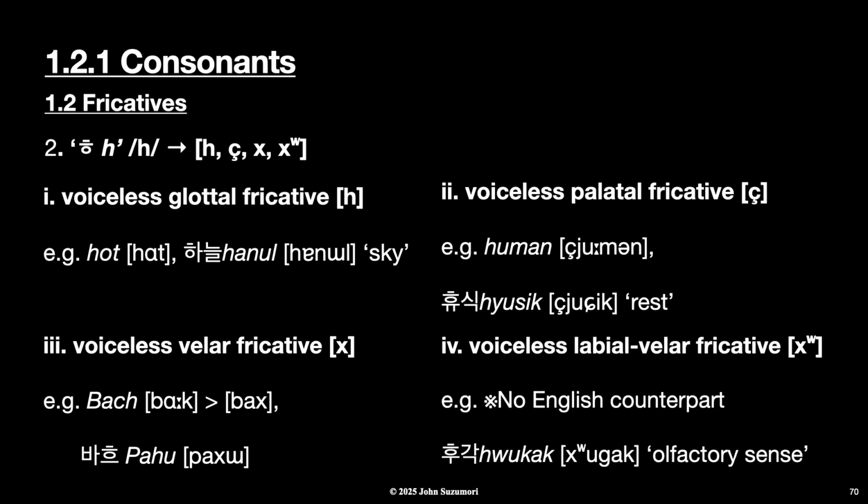The last one is a voiceless labial velar fricative, which adds lip rounding to the voiceless velar fricative. That is, even though there is no English counterpart to this allophone, you can approximate this by rounding your lips while pronouncing the voiceless velar fricative. The realization rule for the phoneme hiut will also be discussed in the advanced section.